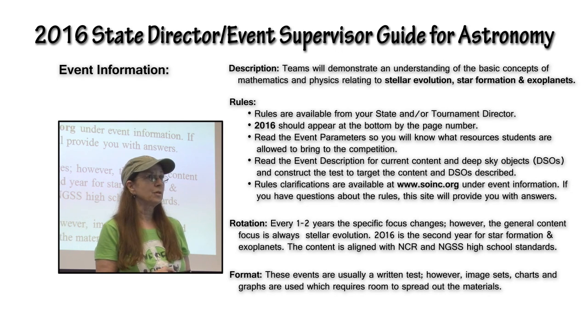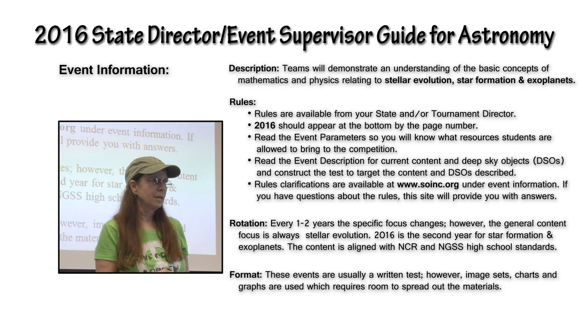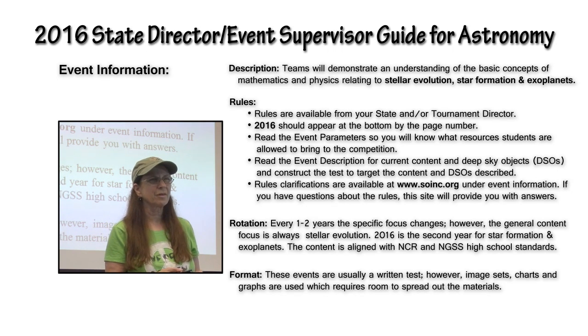So the first thing you need to do is get this set of rules, this description, from your state director or the tournament director. The year 2016 should appear at the bottom of the page. Note that you have this year's correct event description. I've already explained the event parameters, what's allowed for the students to bring, and read the event description for those deep sky objects. And then your job is to construct an event that targets the content described in the event description relating to the deep sky objects. Everything is sort of constructed around those.